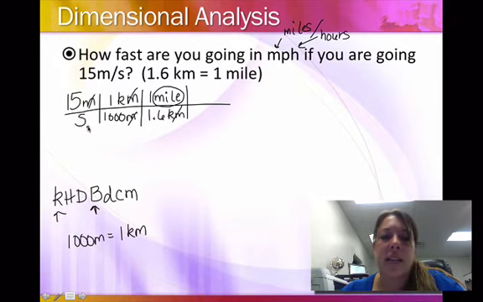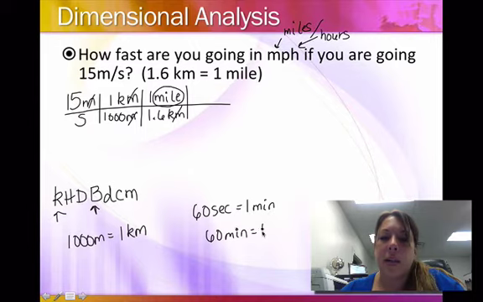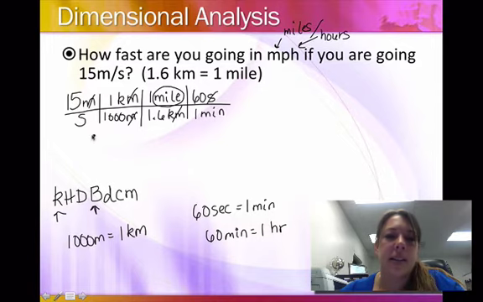I need to get from seconds to hours. I know that there are 60 seconds in 1 minute, and there are 60 minutes in 1 hour. Those are the 2 I'm going to use to go from seconds to hours. So my 60 seconds in 1 minute will get set up like this. That way my second and my second go away.